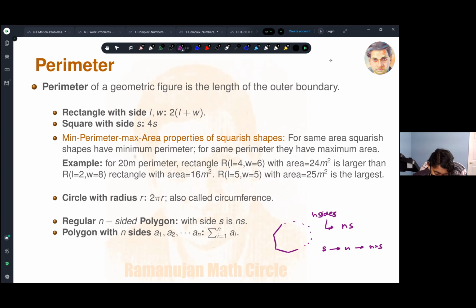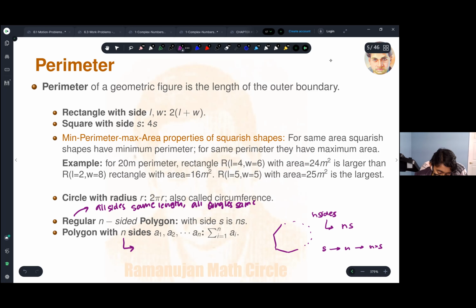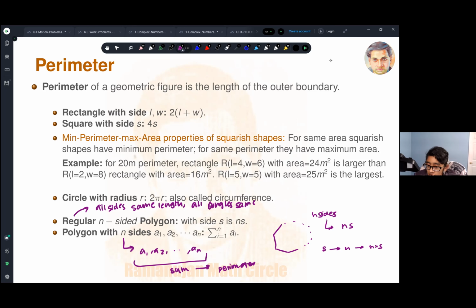Regular basically means all sides are the same length and all angles are the same. But a polygon could have n sides and also have different lengths, like a1, a2, up to an, which are the side lengths. In that case, you just sum these up to get the perimeter of this n-sided polygon. All it is is adding up the side lengths, and that's basically what perimeter is.